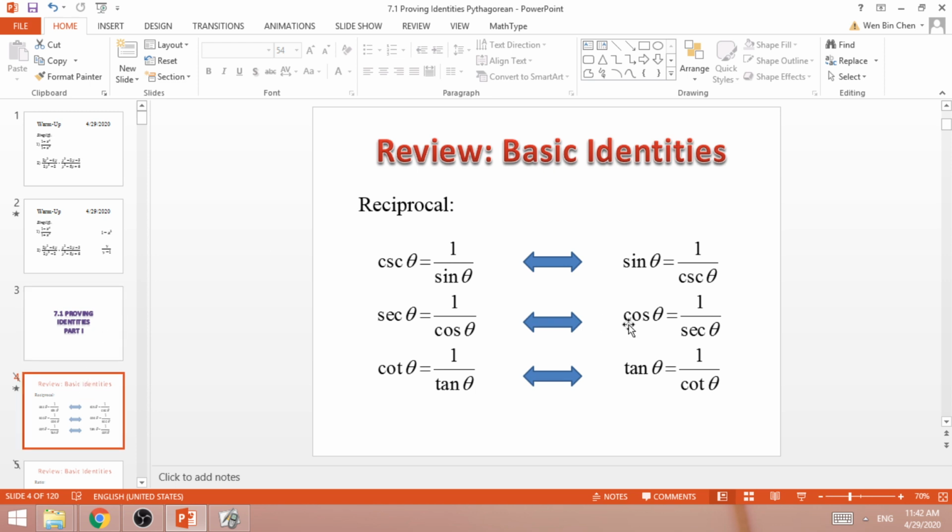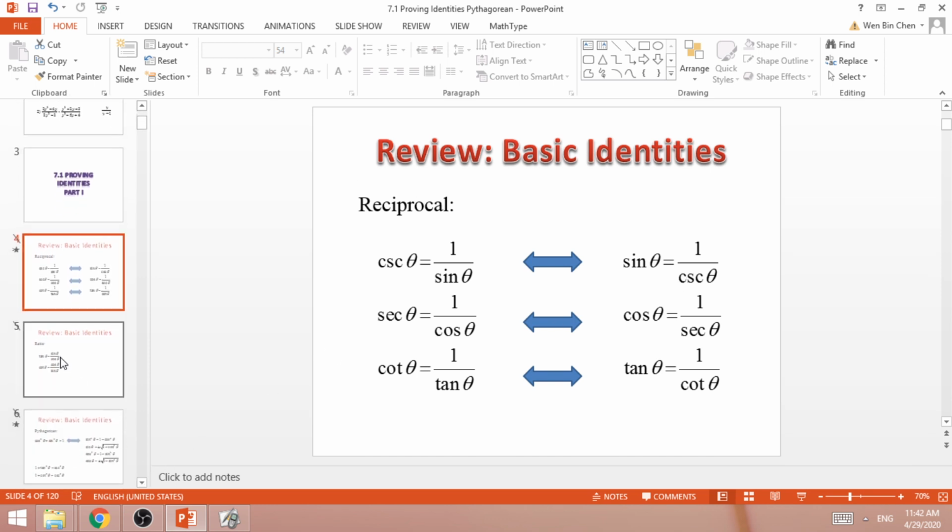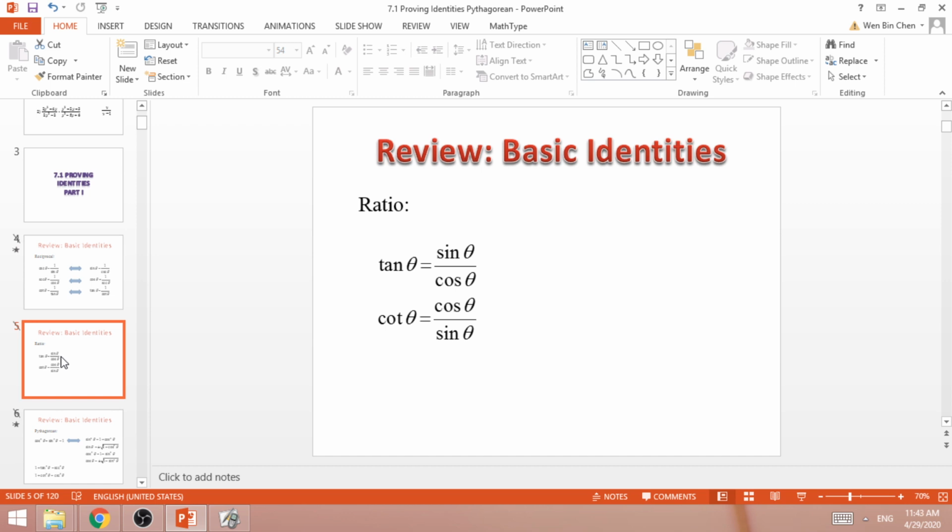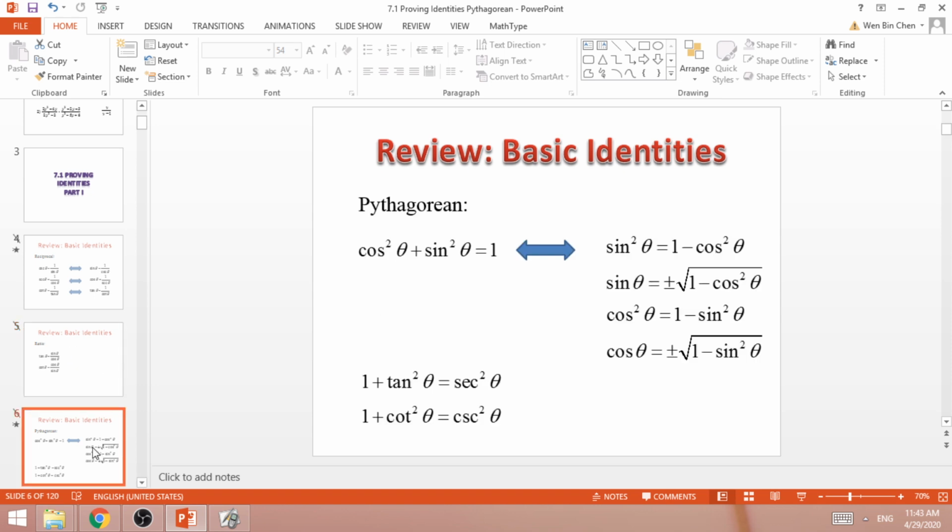One thing we notice: cosecant is just the reciprocal of sine, secant is the reciprocal of cosine, and cotangent is the reciprocal of tangent, and this can go vice versa. So just flip it over, back and forth. For the ratio identities, we have tangent of theta equals sine theta over cosine theta, and cotangent of theta is cosine theta over sine theta.